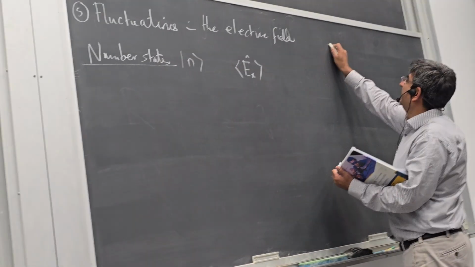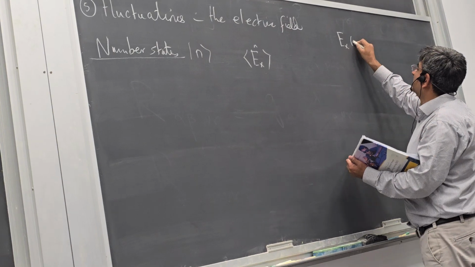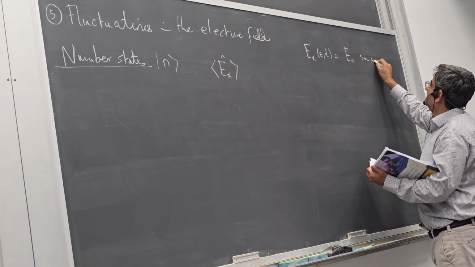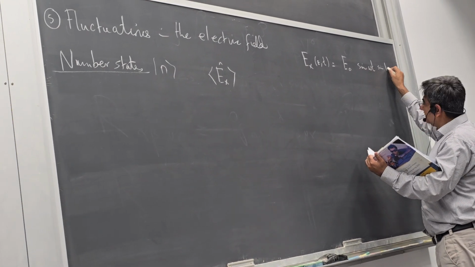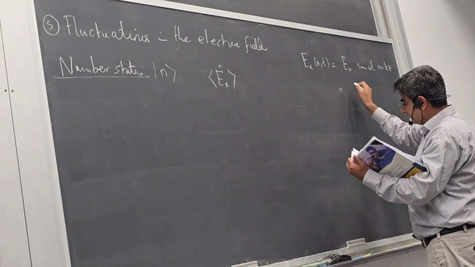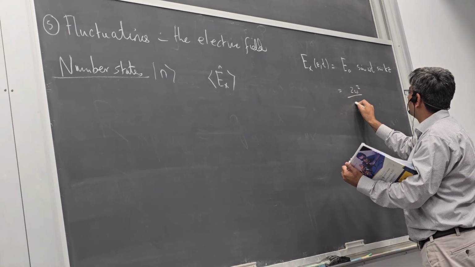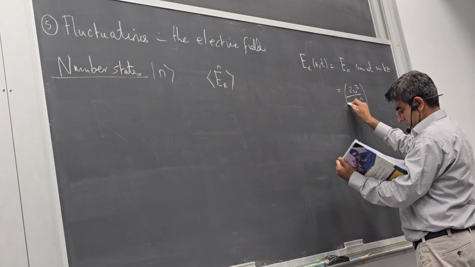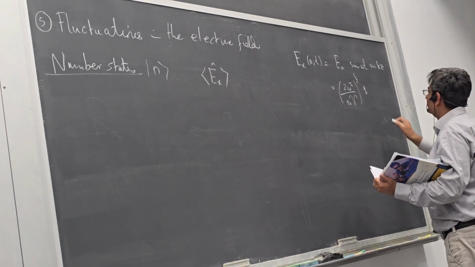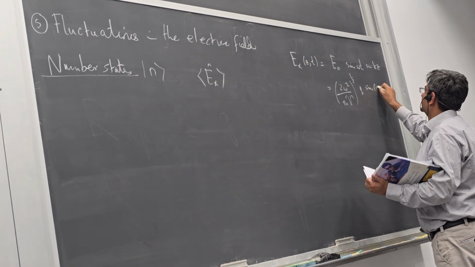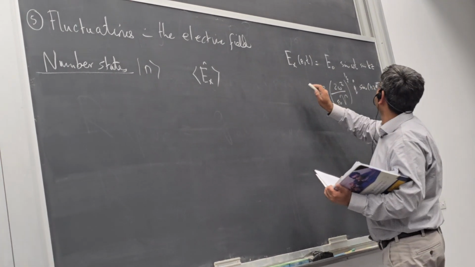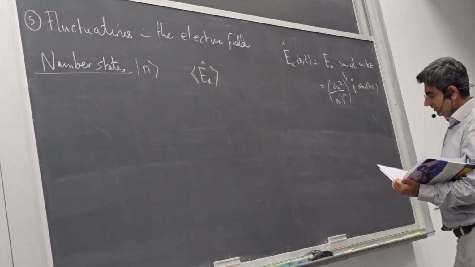We know that the electric field Ex for a single mode is given by E naught sin omega t sin kz. We also know that this equals the square root of 2 omega squared over epsilon naught V, times 1/2 q, sin kz. Correct? And we can put an operator sign on this.